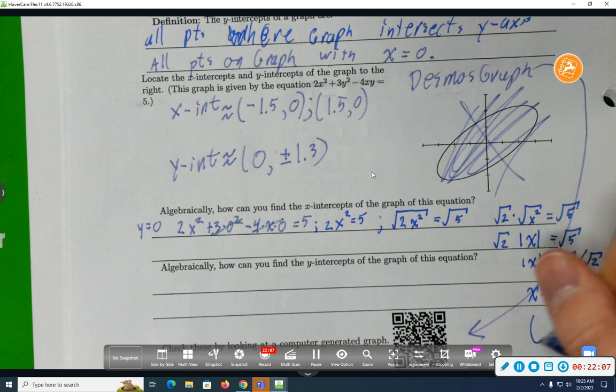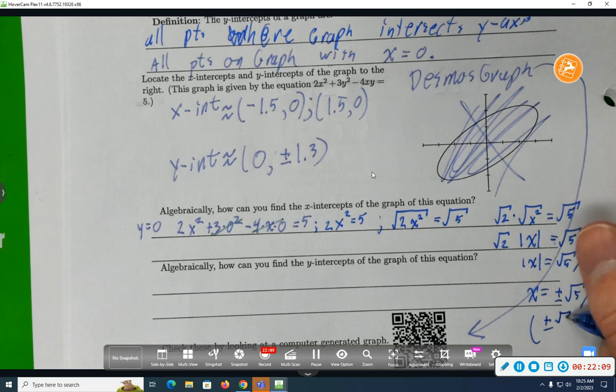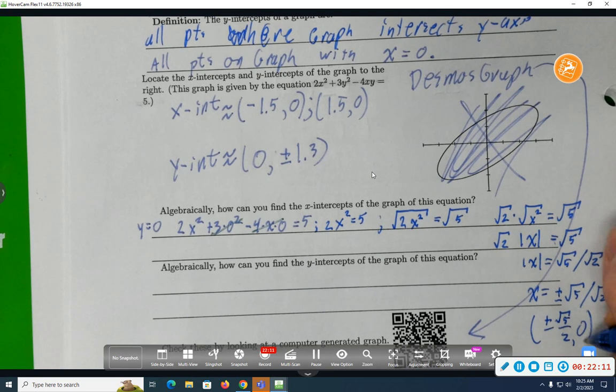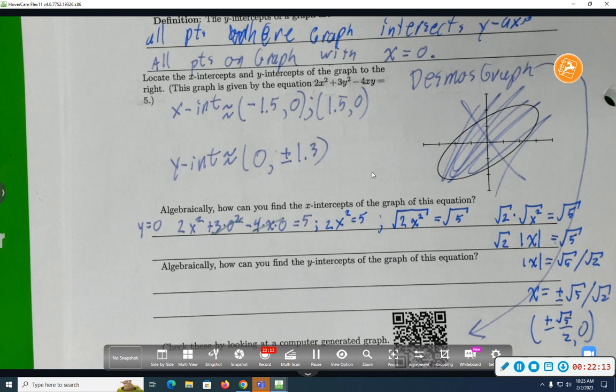All right, so it looks like plus or minus root 5 over 2, comma 0, is the location of the x-intercepts. So this got slightly harder than it needed to be.